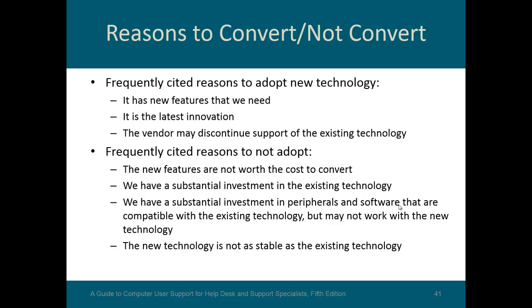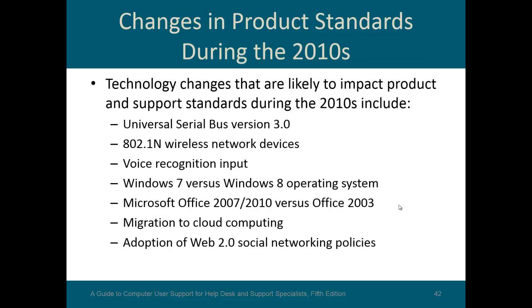All right, and then changes to product standards during the 2010s. Now we have USB 3, which is like 10 times faster than USB 2. We have the 802.11n wireless standard that has powered antennas inside that pushes a signal farther and goes at much higher speeds. We also have AC that's out now too.